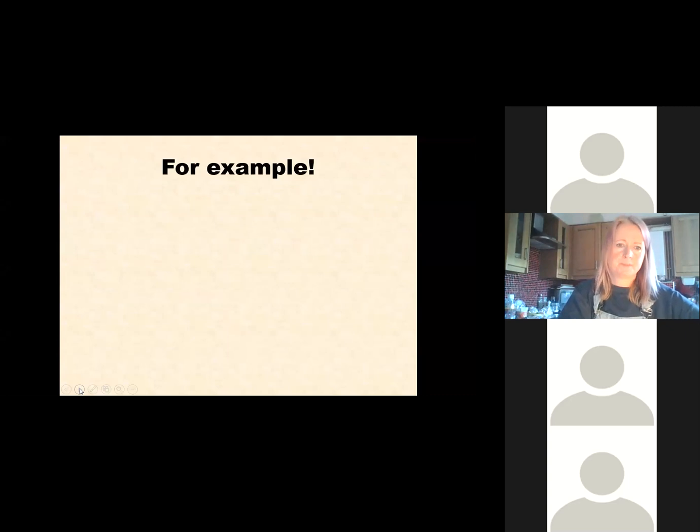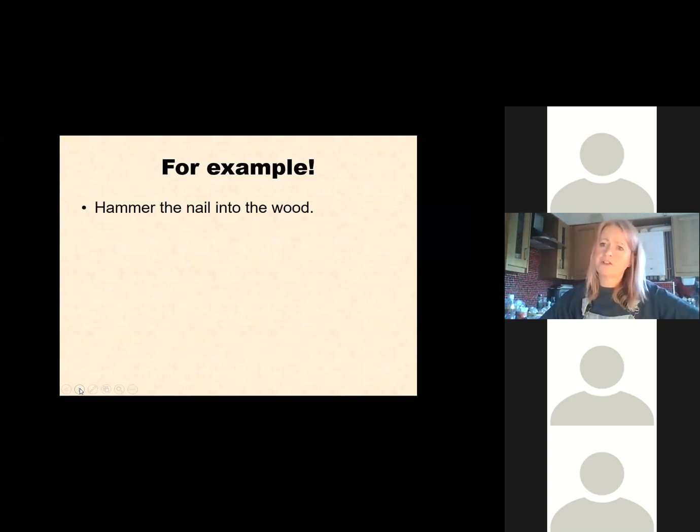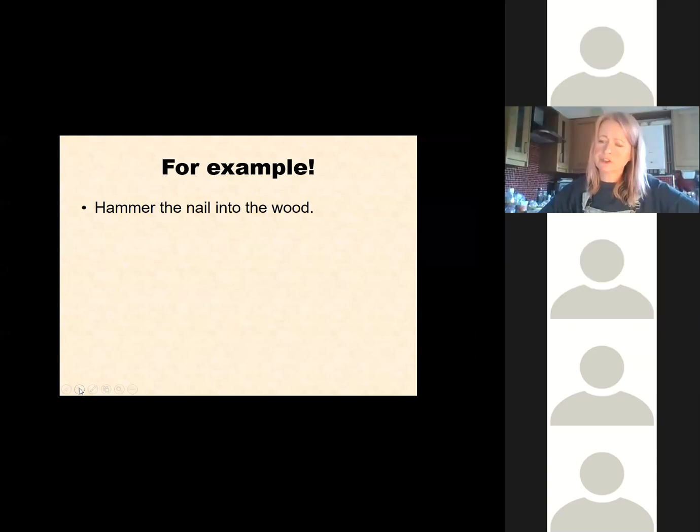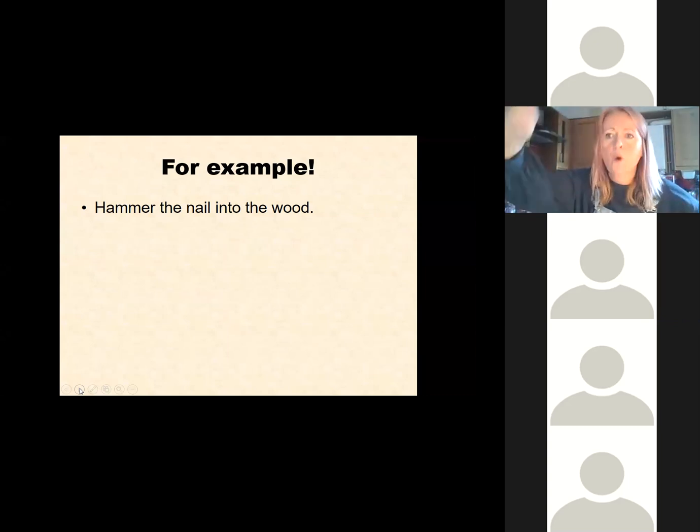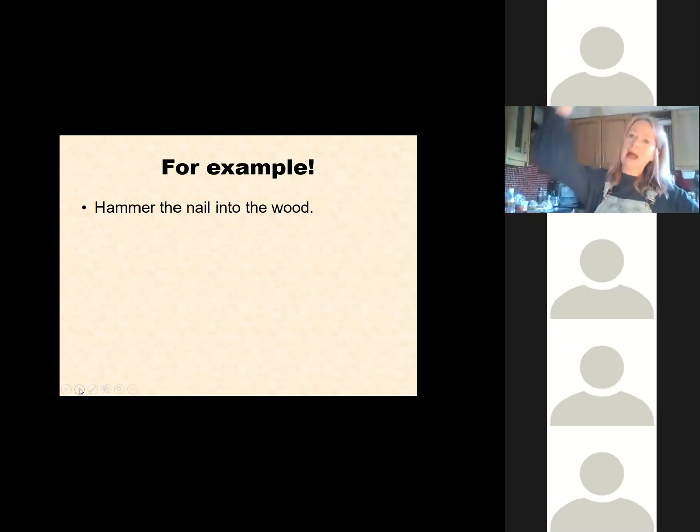For example, hammer the nail into the wood. Let me see you hammering. It's a doing word. Hammer, hammer, hammer, hammer, hammer. Hammer the nail into the wood. Now you know what to do. You need to hammer.